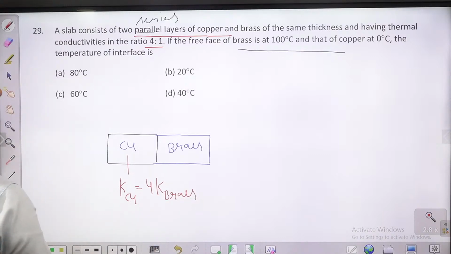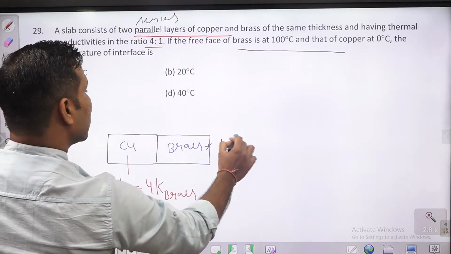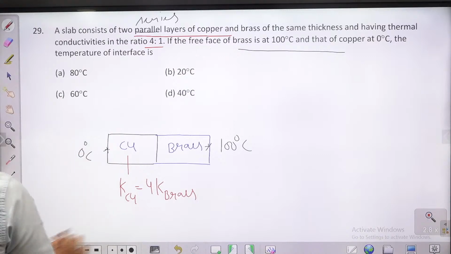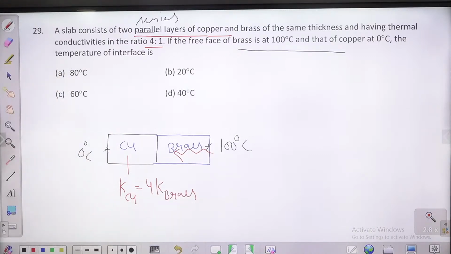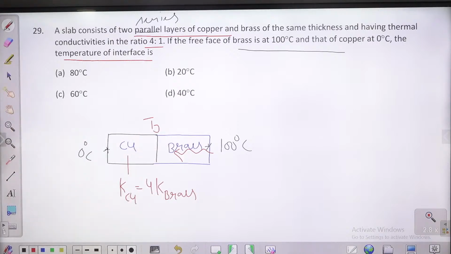Now what is given to you? The temperature at the brass face. Here the temperature is 100 degrees Celsius. Here the temperature is 0 degrees Celsius. Means heat is going to conduct in this direction. Heat will conduct in this direction, children. Fine. The temperature at the interface. Similar kind of question, guys. It is a very similar kind of question. He is asking you here temperature at the junction. What is the temperature at the interface? Okay. Temperature at the interface.